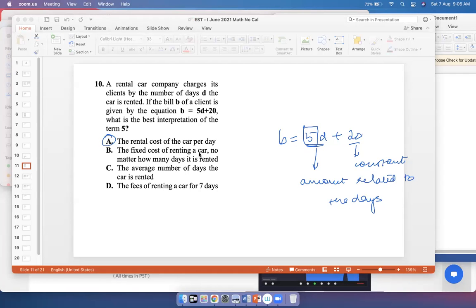The fixed cost of renting a car, no matter how many days, is 20, because that's a constant that doesn't change. So A, yeah.